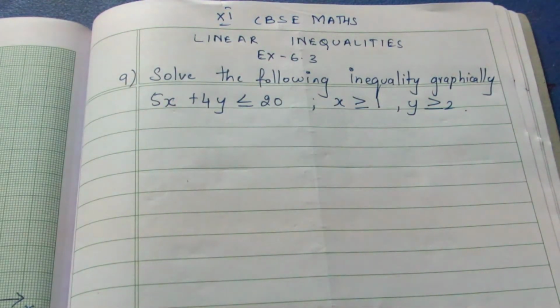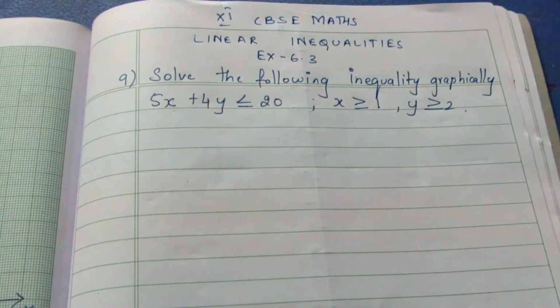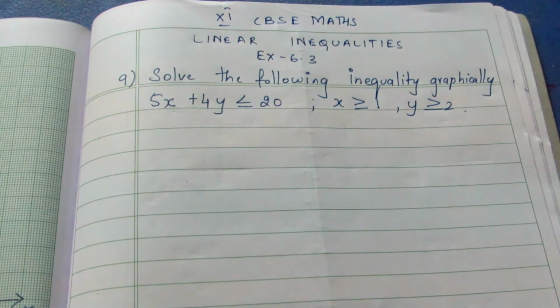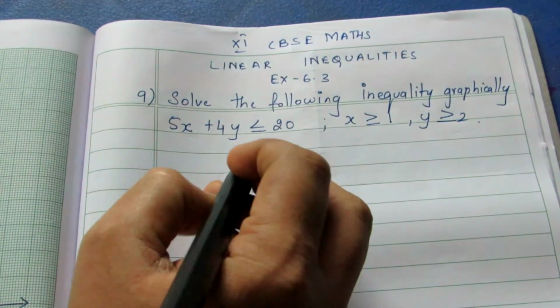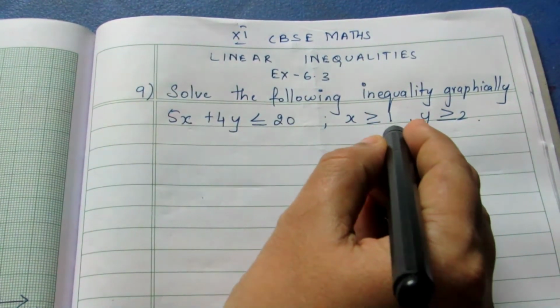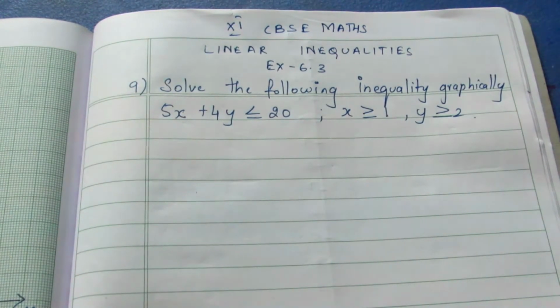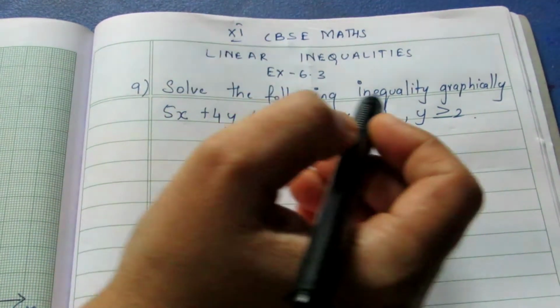Today we are going to see 11th CBSE Maths Linear Inequalities Exercise 6.3 question number 9. Let's see the question. Solve the following inequalities graphically. So we are going to solve it by graph. Here they have given 5x plus 4y is less than or equal to 20, x is greater than or equal to 1 and y is greater than or equal to minus 2.